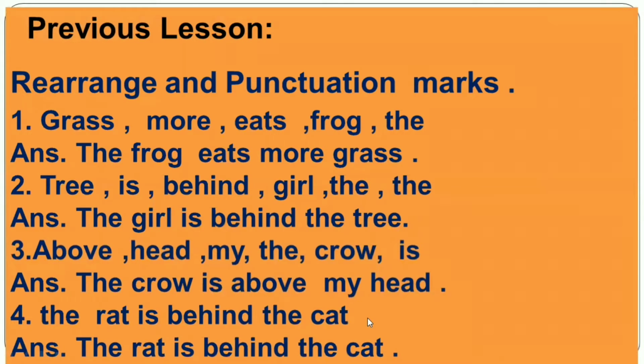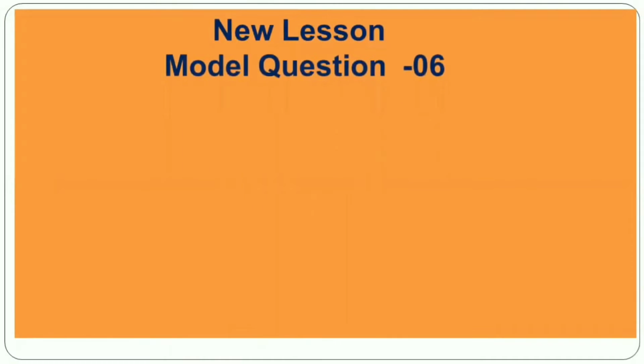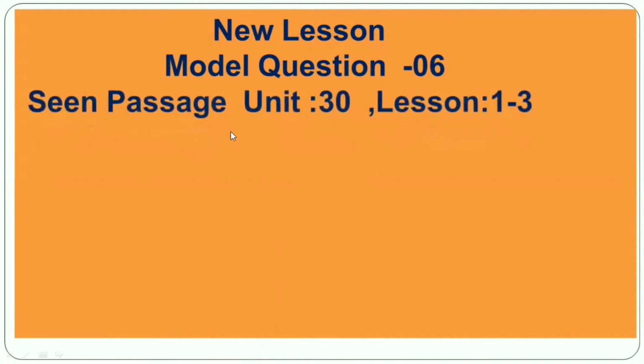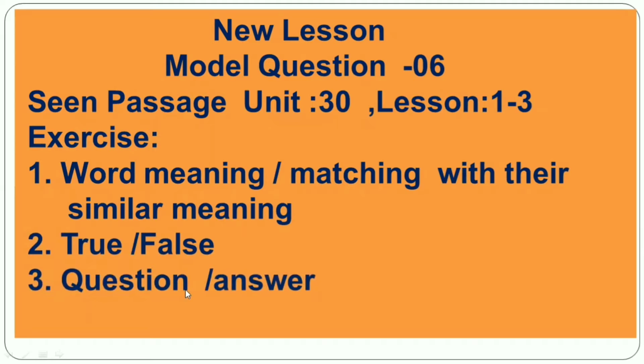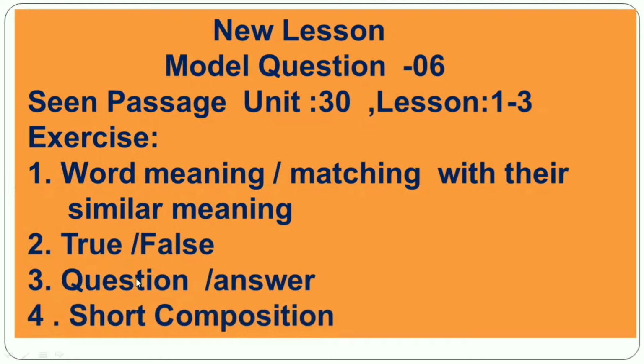Now let's go to today's lesson. Today's new lesson is Model Question 6, Seen Passage, Unit 30, Lesson 1, 2, 3. From this seen passage, you have to answer question number 1, word meaning or matching with their similar meaning. In 2, you have to write true or false. In 3, question and answer. And in 4, short composition. From this seen passage, we will practice these 4 items.